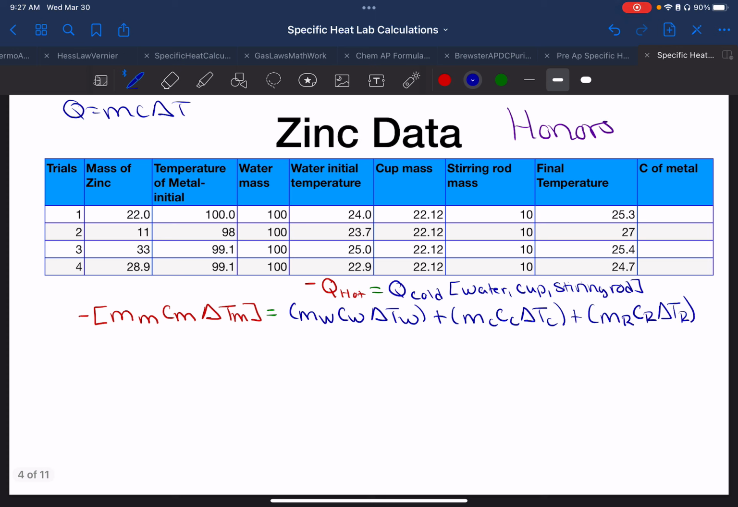Honors, we have a little bit more to put into this. So honors, we also are going to look at the fact that it's not just the water exchanging with the metal. The water's in contact with the cup, it's in contact with the stirring rod. And so we're going to add all of that to our calculations. And so I have my Q hot is equal to the Q cold. And on my Q cold side, I've added the water, the cup, and the stirring rod. It's going to be worked the same exact way.